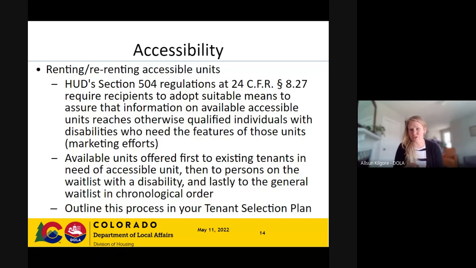Can the modifications just be done to their existing unit? Or can they be done to the existing unit now and then put onto the top of the wait list to transfer into an accessible unit when one becomes available? So there can be some kind of creative solutions in there in working with the household in need. All right.